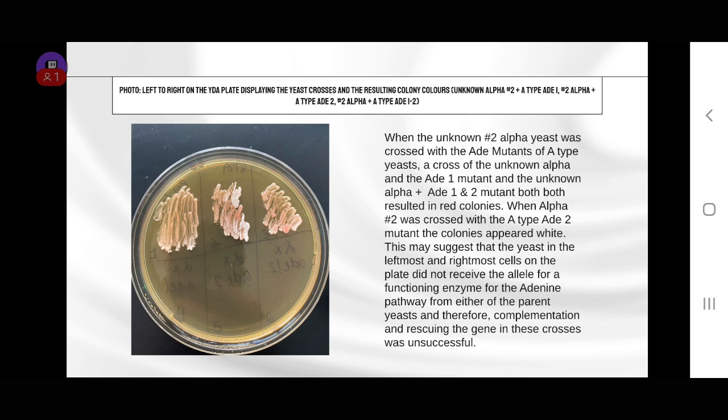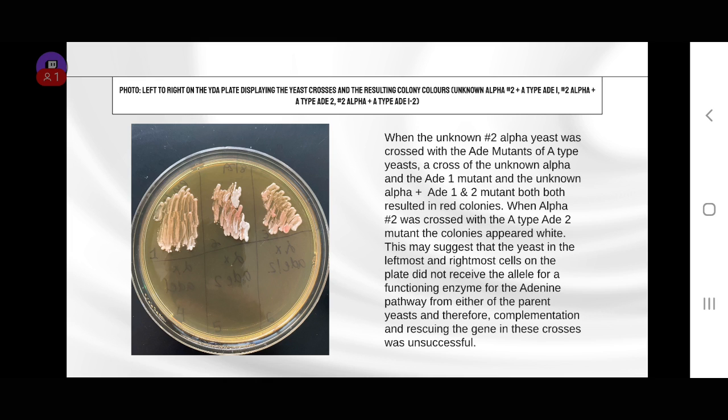When the unknown alpha yeast was crossed with the ADE1 mutant and the ADE1 ADE2 mutant of the A-type, the resulting colonies were red. This may suggest that the yeast in the leftmost and rightmost cells on the plate did not receive the allele for a functioning enzyme for the adenine pathway, specifically the ADE1 enzyme, from either of the parent yeasts, and therefore complementation and rescuing of the gene in these crosses was possibly unsuccessful.